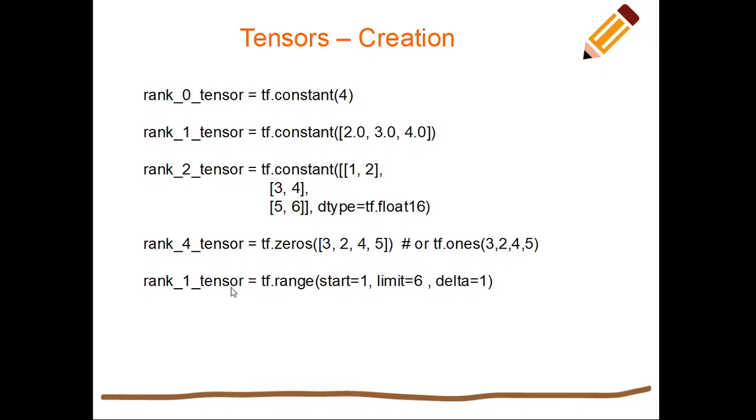We can also get a tensor using the range. We can give a starting value, a limit value, and a delta. That delta means, for example, if you are going from 1 to 6, it will start with 1 and then go to 3 and things like that. It will skip by 1 if the delta is 1, or if the delta is 2 it will skip by 2 and things like that. So these are the different ways we can create the tensors.